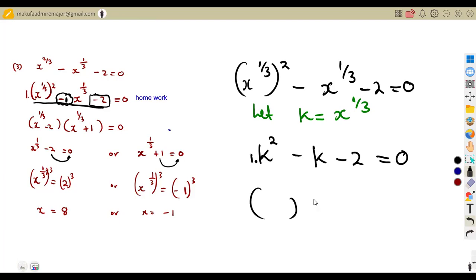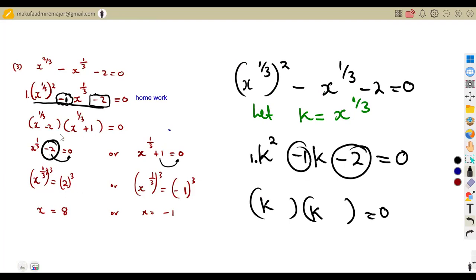So you're going to have 2 brackets there, direct. So this will be k here. This will be k here. What are the factors of -2? But they must add up to -1. You see that we have got the same -2 and +1. These ones, -2 and +1. So you're going to have -2, +1. One of these must be equal to 0. So that means k is going to be equal to +2, or k is going to be equal to -1.